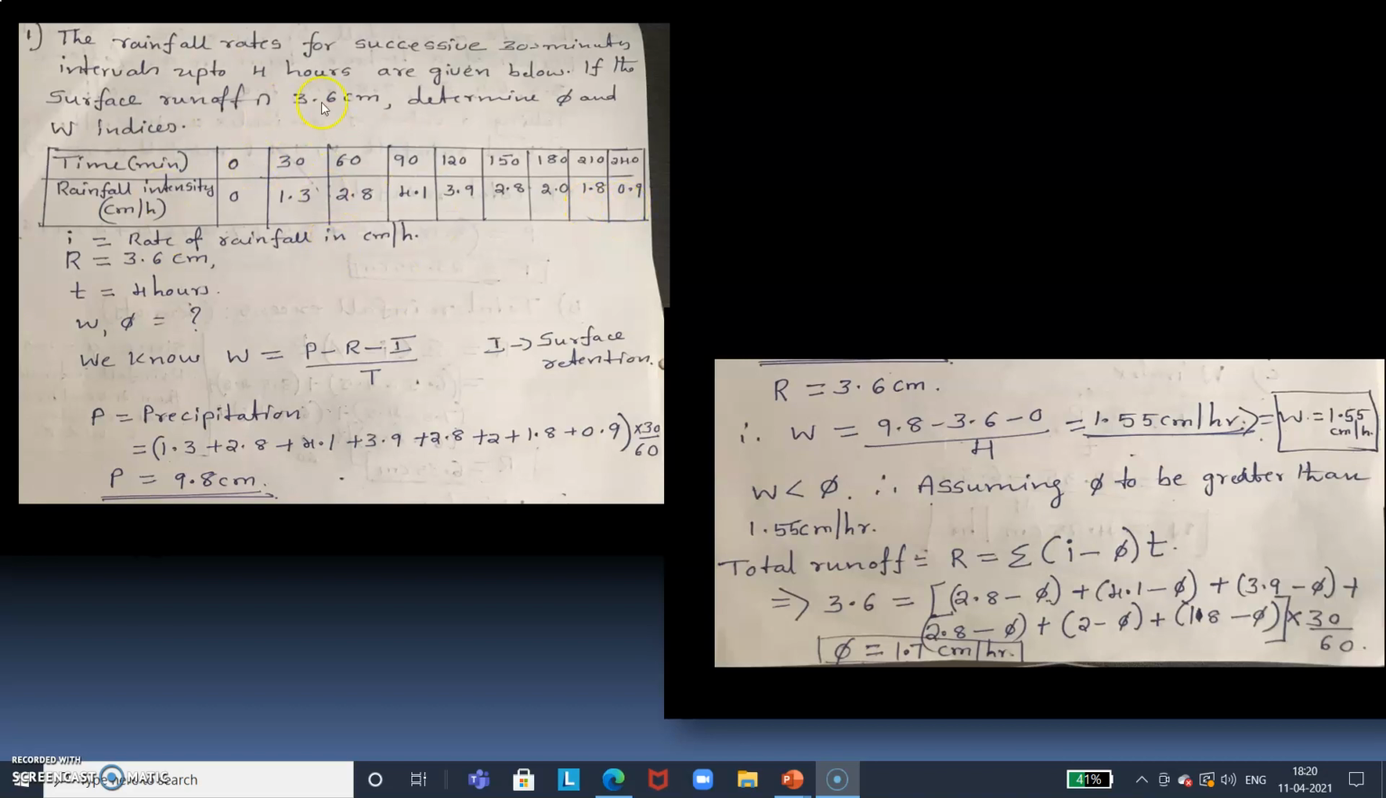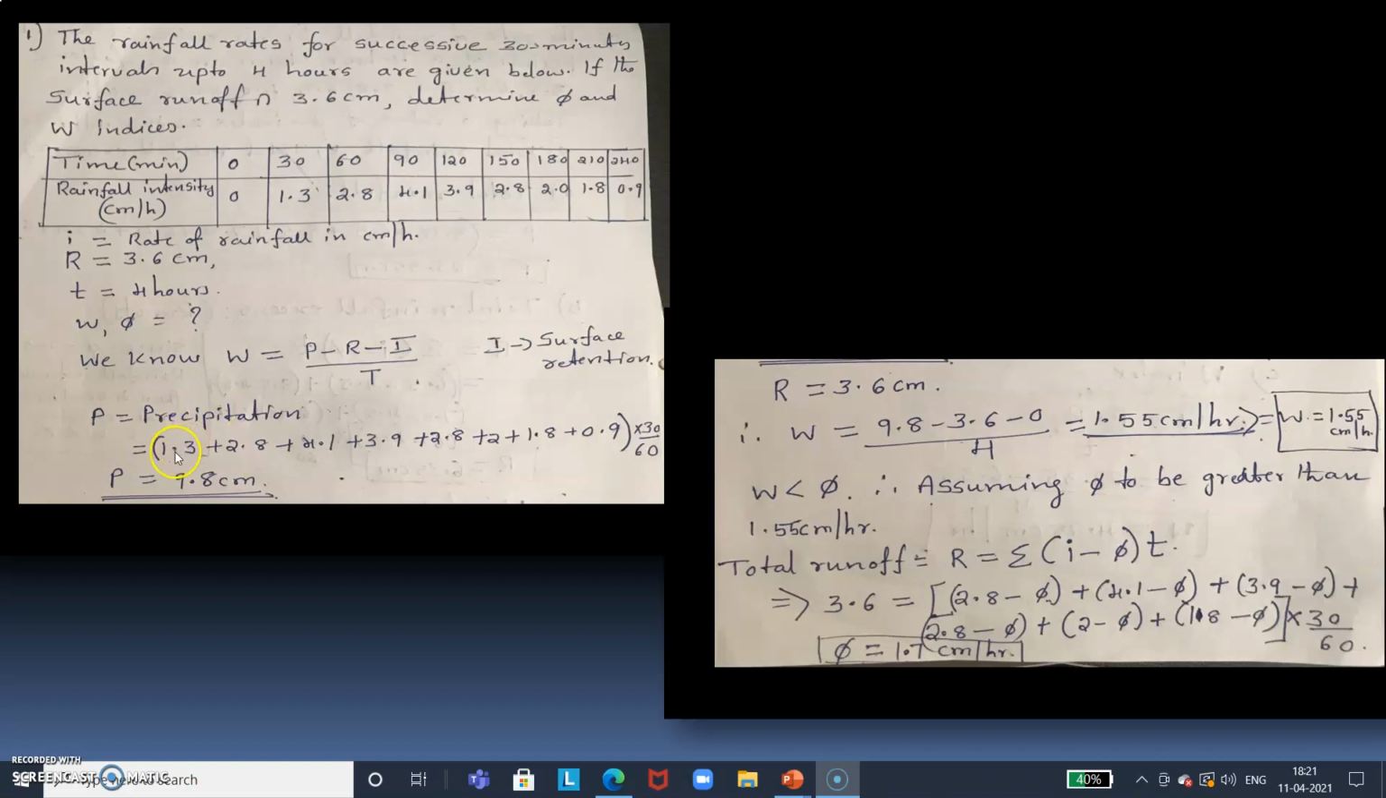This sum is 19.6 centimeter per hour. Here it is given for every 30 minutes, so you have to convert into hours. Every 30 minutes, you can see here 0 to 30, 30 to 60 minutes, 60 to 90 minutes, 120 minutes. So convert into per hour, so that becomes 30 divided by 60. So here we will get 9.8 centimeter. Precipitation is equal to 9.8 centimeter.